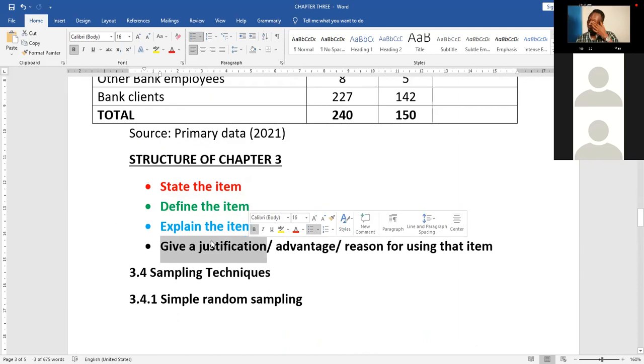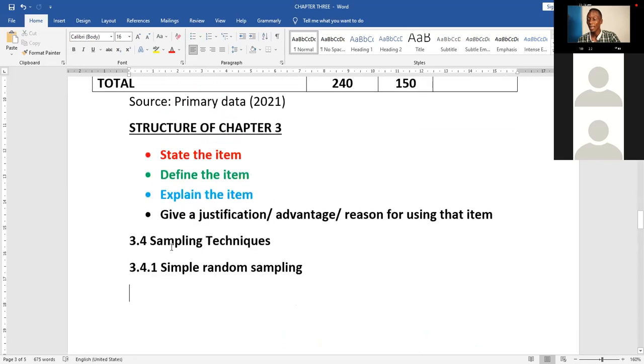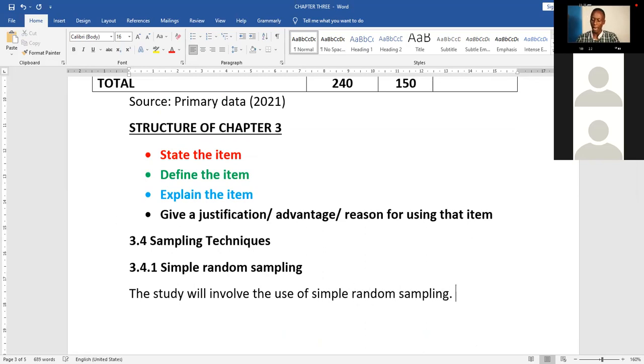Okay, so how do you do that? You're going to start with simple random sampling by stating the item. So we're going to say that the study will involve the use of simple random sampling. Now we have stated the item. Let me even put it in capital in color red because that is stating the item.